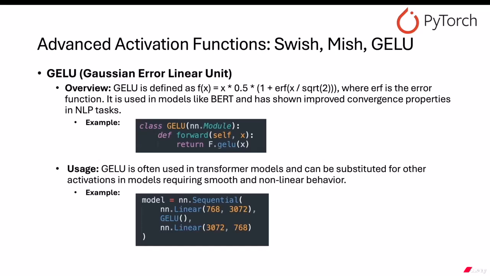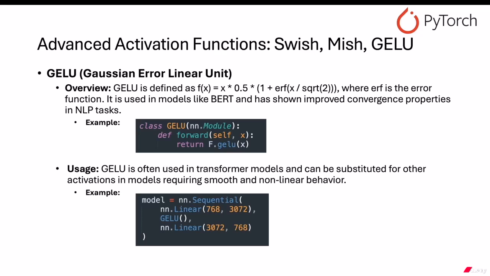GELU, or Gaussian Error Linear Unit. GELU is defined as f(x) equals x times 0.5 times 1 plus erf of x divided by square root of 2, where erf is the error function. It is used in models like BERT and has shown improved convergence properties in NLP tasks. So here is how you can create it.